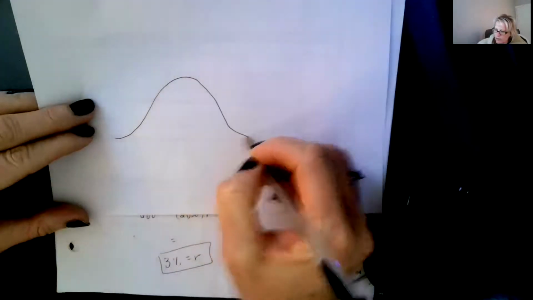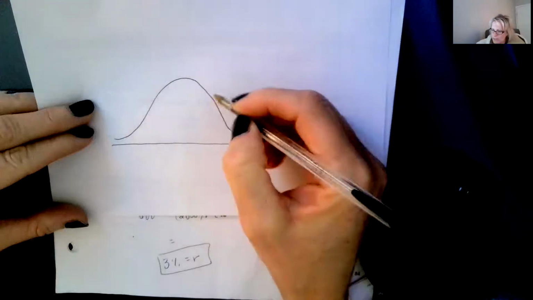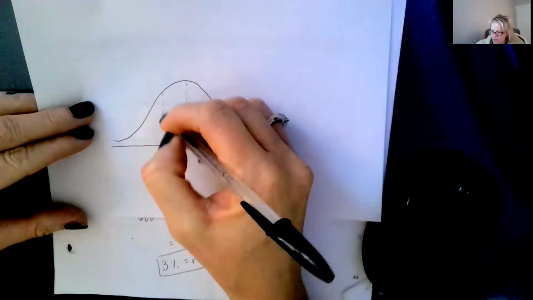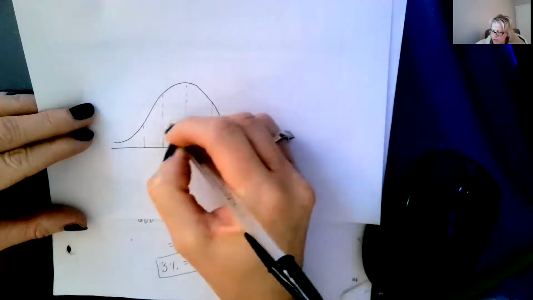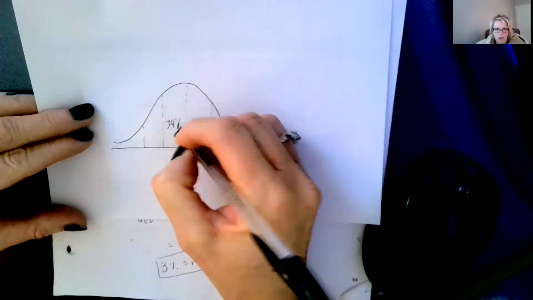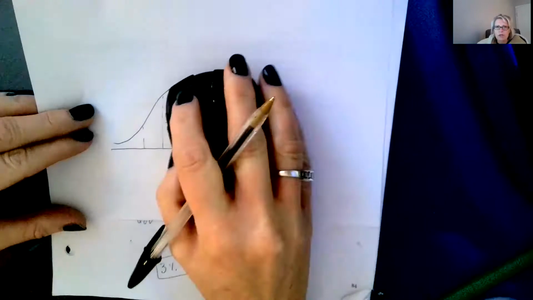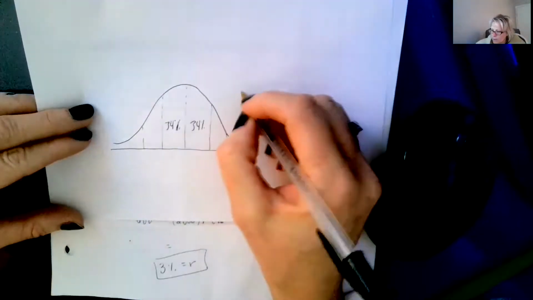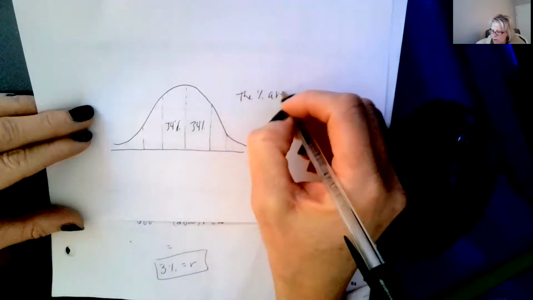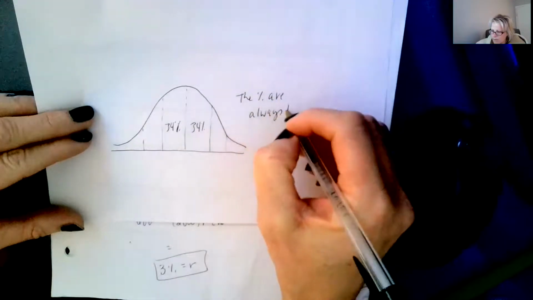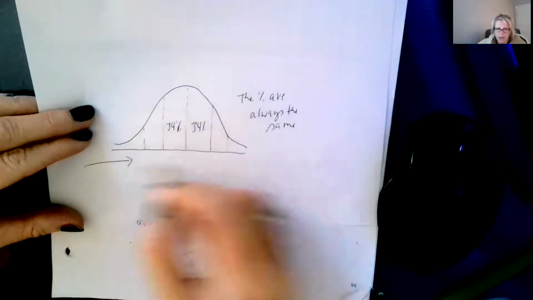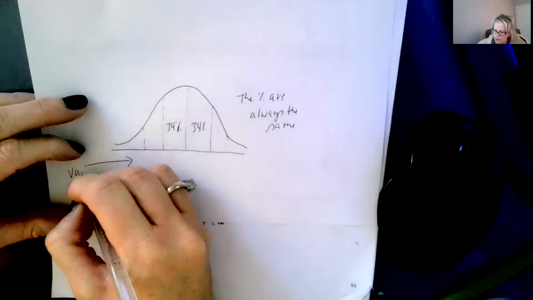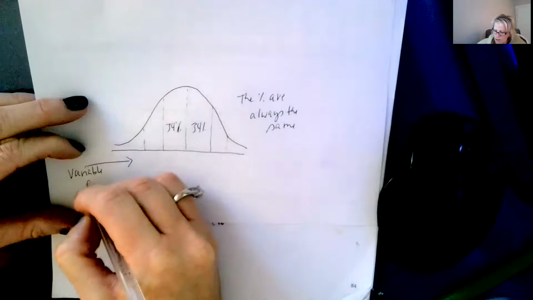The question was asked, when we do this curve, will the area always be the same? So when we do this with our percentages, will this always be 34% and this always be 34% and so on? Yes, that is true. The percentages are always the same. The only thing that changes are your data values that go down here, so your variable outcomes.